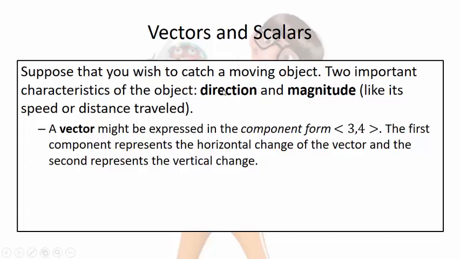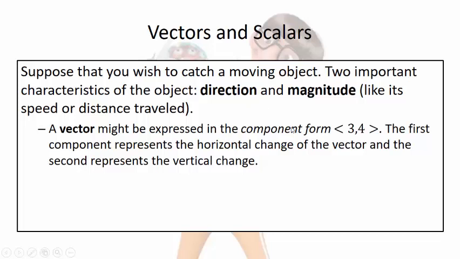Now, direction, well, you've heard bearings before. We might give bearings for an object, or we might have other ways to describe the direction. Magnitude, in a word problem, might be something like speed or distance traveled. So a vector is able to capture both of these characteristics at one time.